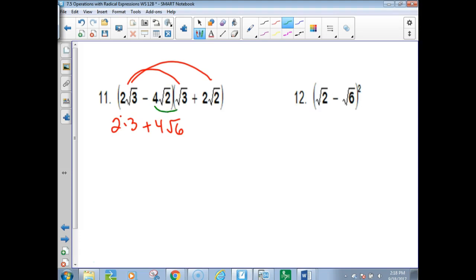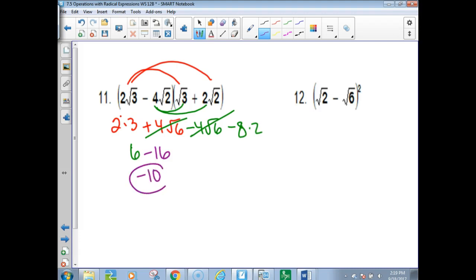Okay, now I'm going to go this way. Negative 4 root 2 times root 3 would be negative 4 root 6. And negative 4 root 2 times 2 root 2 would be negative 8 root 4. I could have written the square root of 4. You see how I'm just going to bring it out anyway? Can I write 2 instead? Okay, minus 8 times 2. Square root of 2 times square root of 2 is 2. Now, 2 times 3 was 6, and then the middle terms, look, they're opposites. Get rid of those. And then negative 8 times 2 is negative 16, and now I just have 6 minus 16, so my final answer is negative 10.